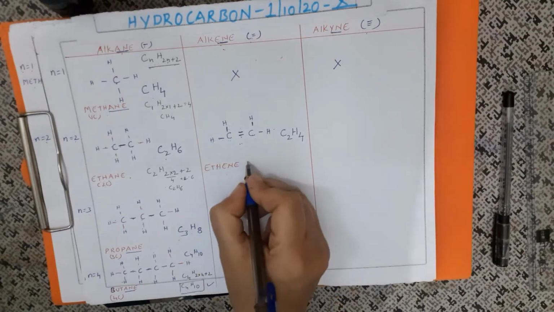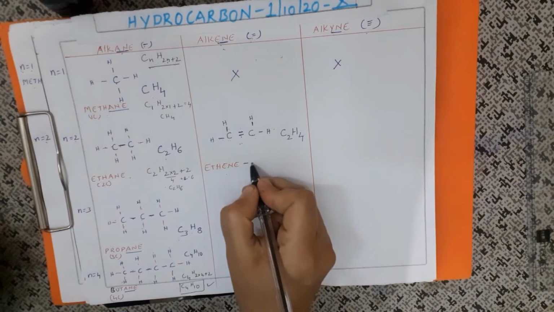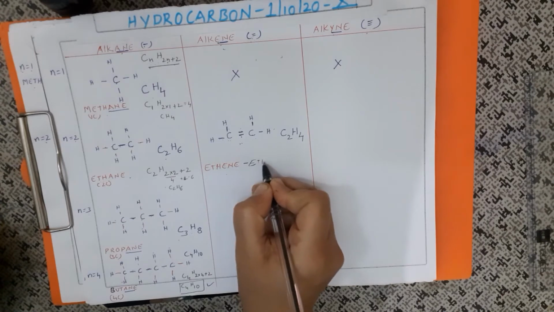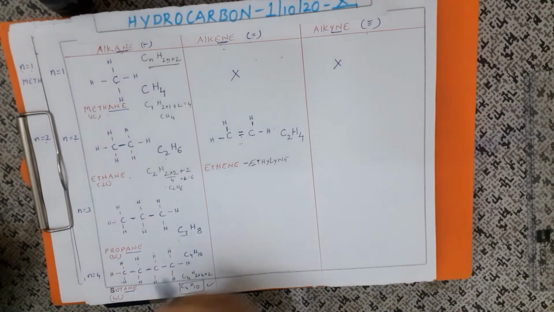Ethene. Now this ethene is also called ethylene. About this we'll be talking later. Right now just remember, it is commonly called what, children? Ethylene.